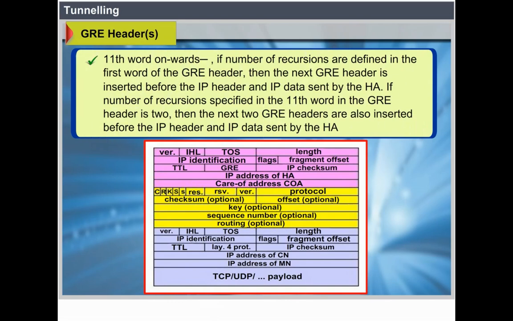11th word onwards. If the number of recursions is defined in the first word of the GRE header, then the next GRE header is inserted before the IP header and IP data sent by the HA. If the number of recursions specified in the 11th word in the GRE header is 2, then the next two GRE headers are also inserted before the IP header and IP data sent by the HA.